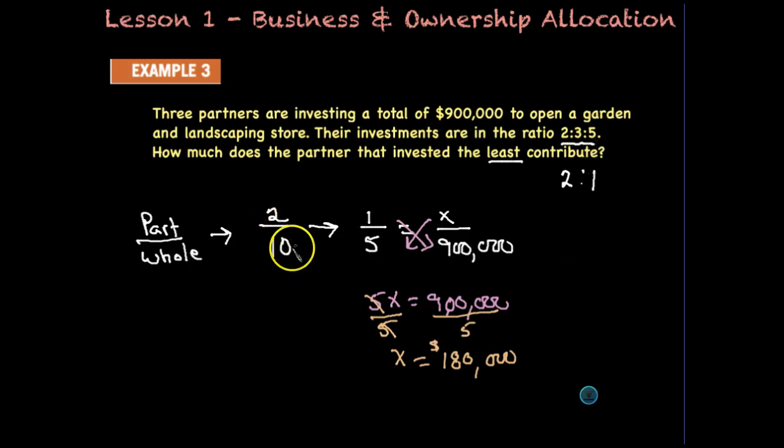Because instead of doing 2 over 10, we could have done 5 over 10, which reduces to 1/2, and then we could have compared it to x over 900,000 again. We could have done the same thing for the partner that contributed the middle amount. So this is just one way to solve problems of ownership allocation.